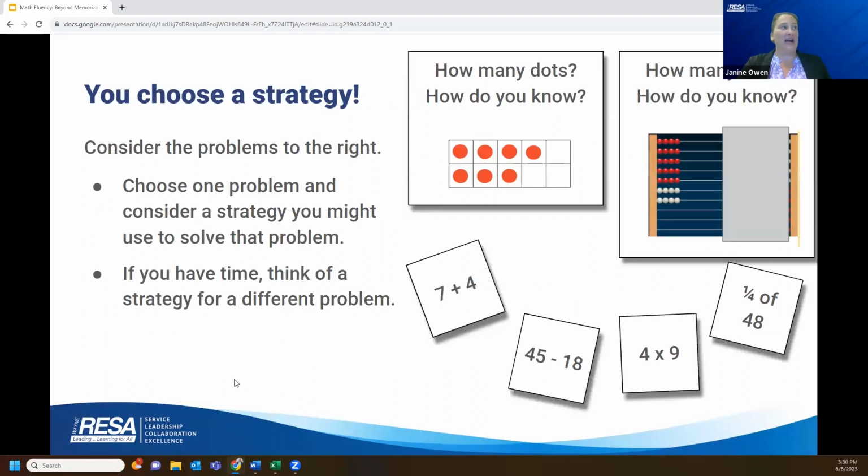So what I'd like you to do now is look at these problems on the right. There is the 10 frame, there is the abacus that is partially covered, and then we have the different addition and subtraction, multiplication, and a fraction or division problem. Just go ahead and choose any of those problems that you see on the screen. And I want you to think to yourself, what is a way or two ways, different strategies, that you could use to solve that? I'm going to give everyone a few moments to think about that, and then we're going to share some of our ideas.